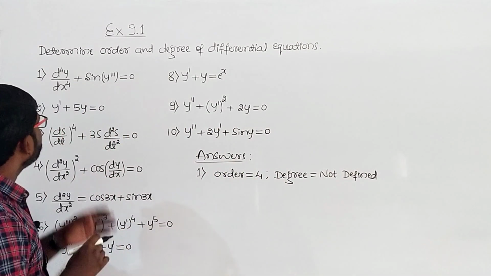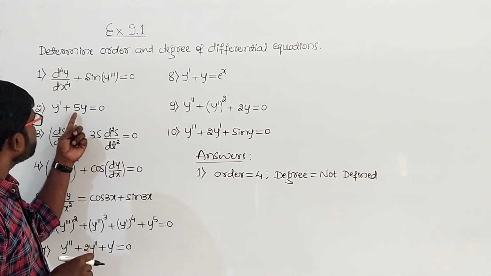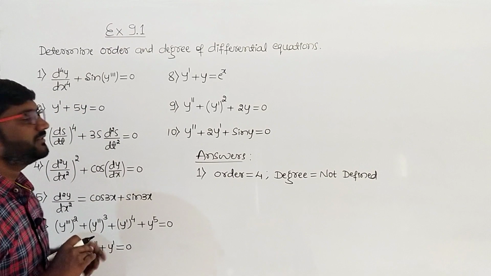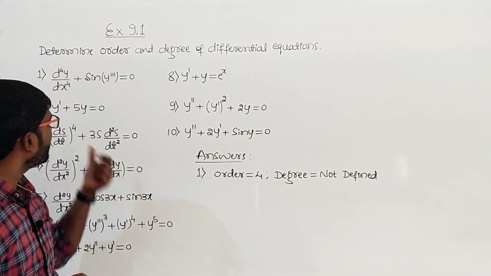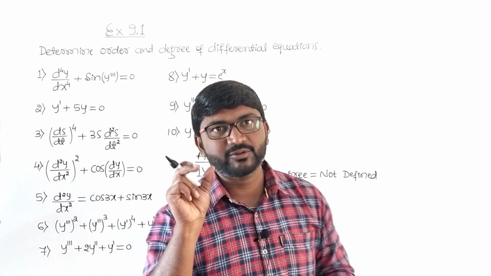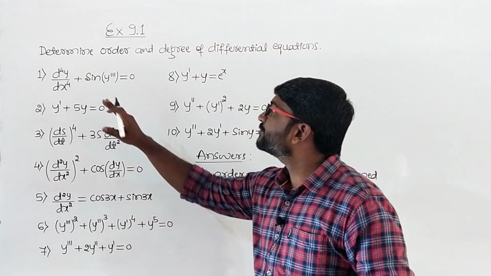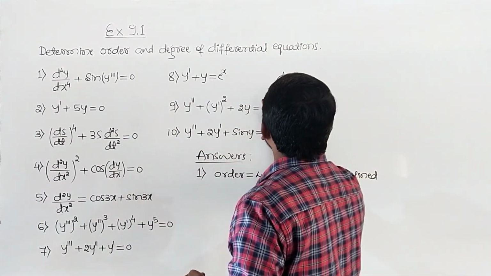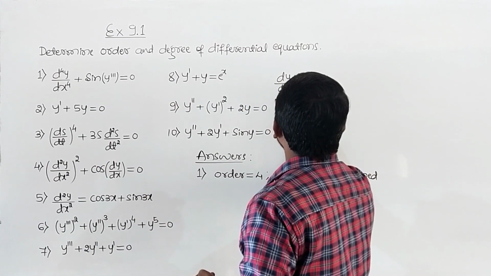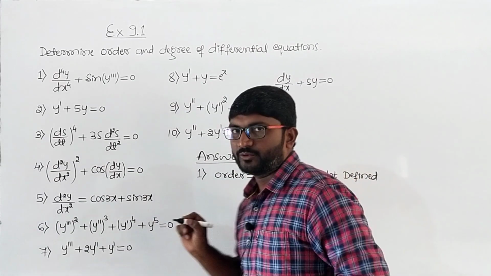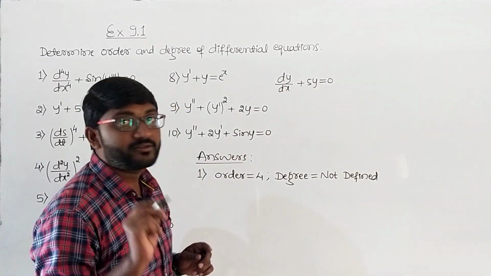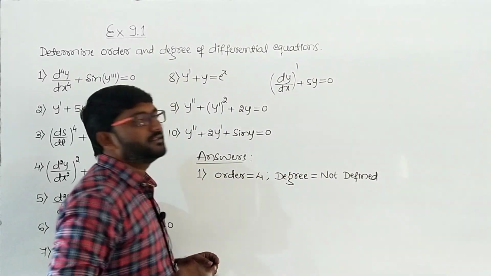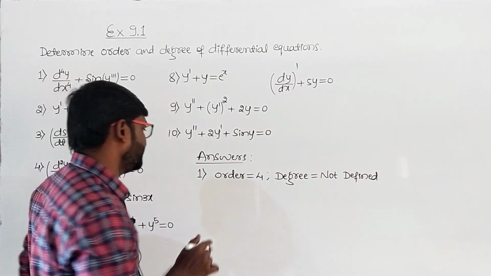Now let us take up the second equation, y' plus 5y equals 0. It is a simple differential equation. Here y' means dy/dx. So what is the order? It is the first order derivative. Therefore the order of the differential equation is 1, and whose highest power will again be 1. That equation can be written as dy/dx plus 5y equals 0. Here the differential equation has the first order derivative, hence the order is 1, and its highest power is 1. So order is 1, degree is 1.